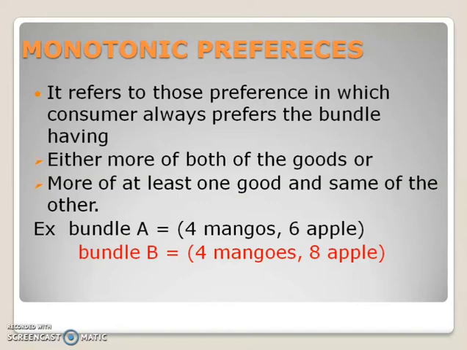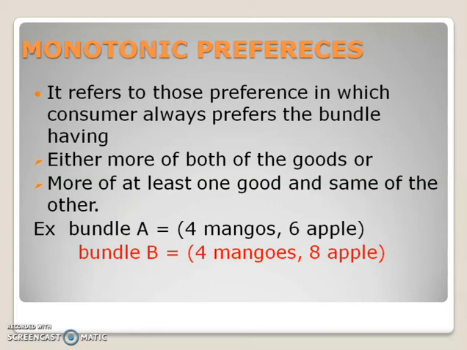So according to monotonic preference, you will choose the second combination because it will give more satisfaction, because the amount of mango is the same but the amount of apple is more in bundle B than bundle A. But because of the assumption, income and prices do not change. So what happens? An increase in consumption of one good is followed by a decrease in consumption of the other good. Okay, there is no way. If we want to purchase one more unit of good 1, we have to reduce the consumption of good 2.